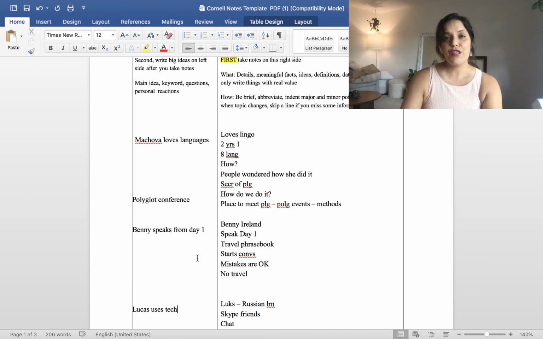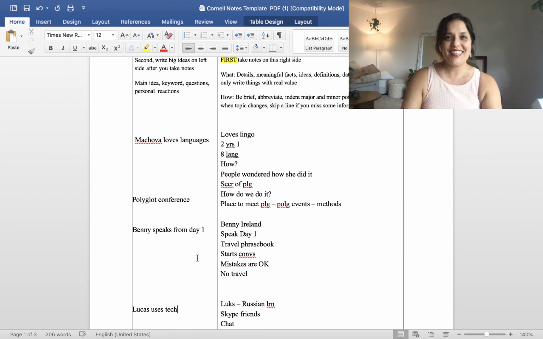Another thing that you can do is in your left-hand column, you could write a question that could be answered with the information on the right side. So you can use the question later as a type of study strategy to try to remember the more detailed information that you had written on the right side of your Cornell notes.